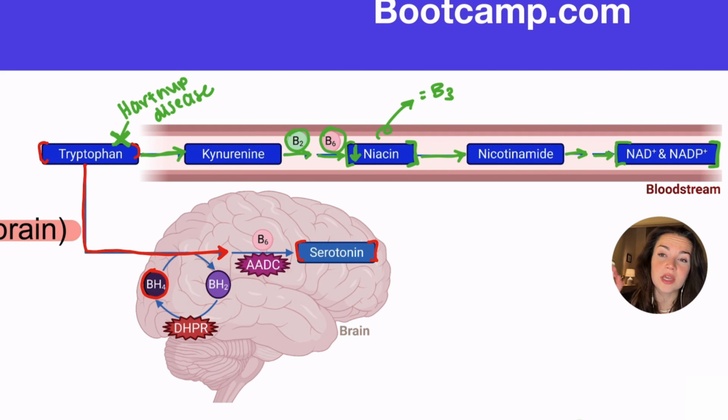As we discussed, when BH4 is used as a cofactor, it is turned into BH2, and then remember, to get that BH4 back so we can use it again in a subsequent reaction, we have to reduce that BH2 via the enzyme DHPR, dihydropteridine reductase. So that was one reaction. And then the next reaction is going to be facilitated by the enzyme AADC, which stands for aromatic L-amino acid decarboxylase. And this is going to require a vitamin B6 cofactor. And then we've got our serotonin.